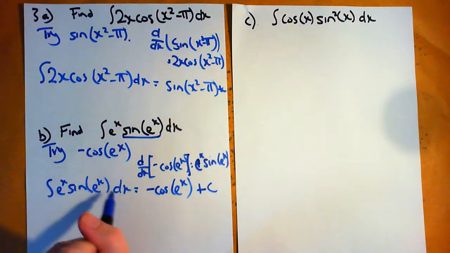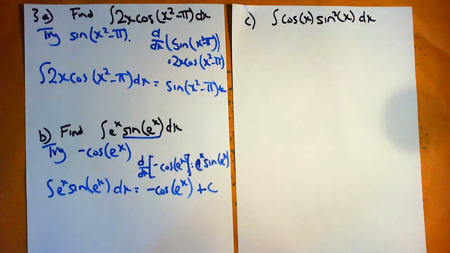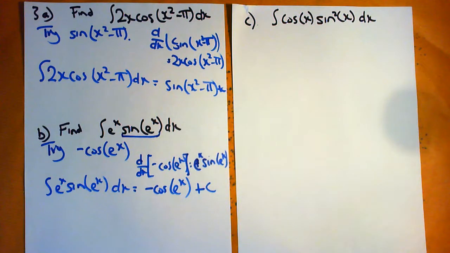Now let's compare what we're integrating here with what we're integrating. E to the x sine e to the x, e to the x sine e to the x. It matches, which means our answer is again exactly correct. The integral of e to the x sine of e to the x dx is therefore indeed negative cosine of e to the x plus c.